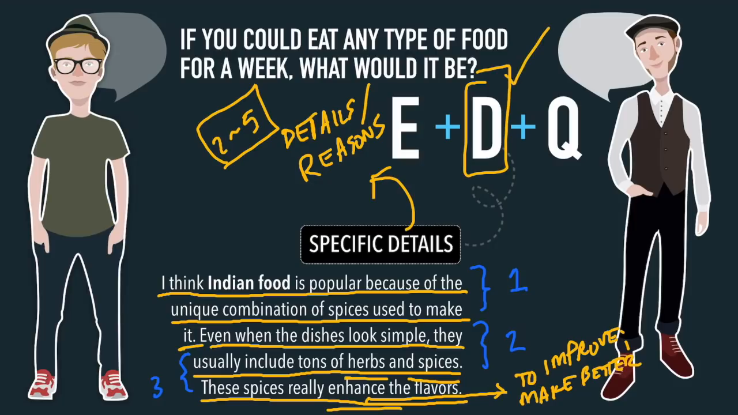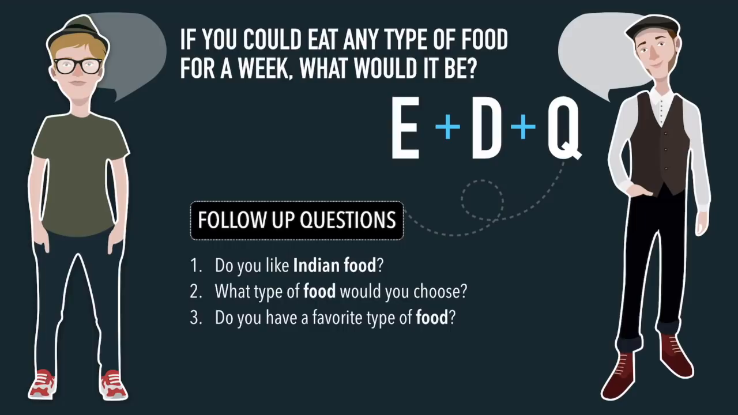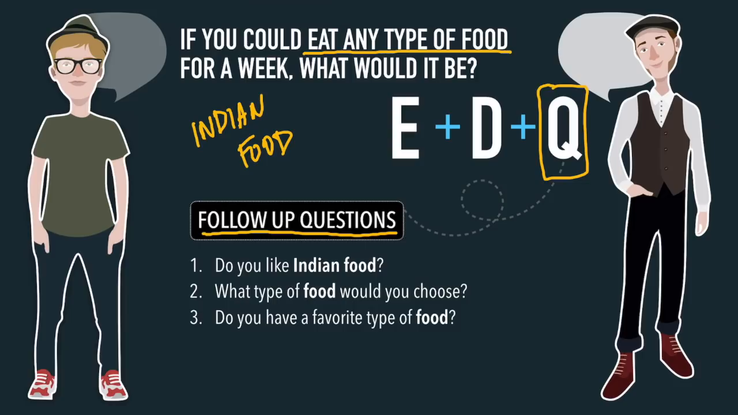Now, as we continue with the third part of the equation, the letter Q, the follow-up questions. Remember, they're going to be connected to the topic, which is food that you can eat for a week. And I've also mentioned that I like Indian food. So we want to figure out how we can connect these with our question when we're speaking to the other person. Here we go. Do you like Indian food? Again, you see we have Indian food right here.